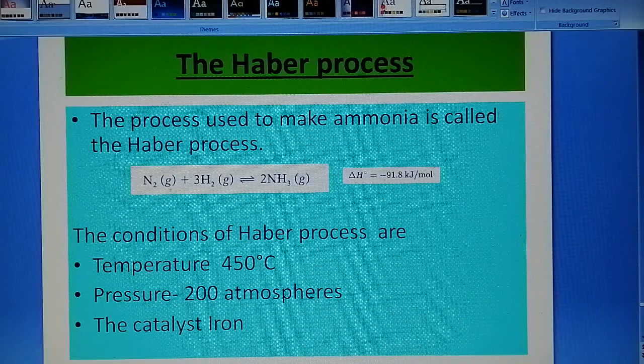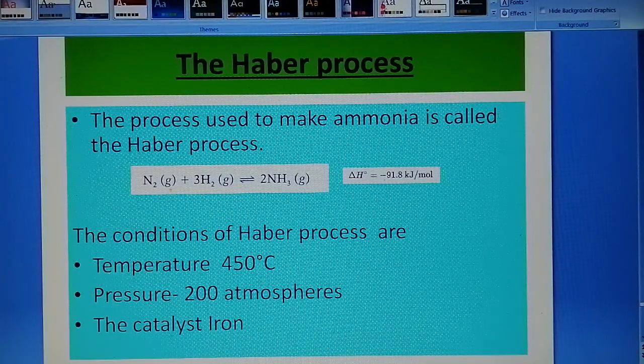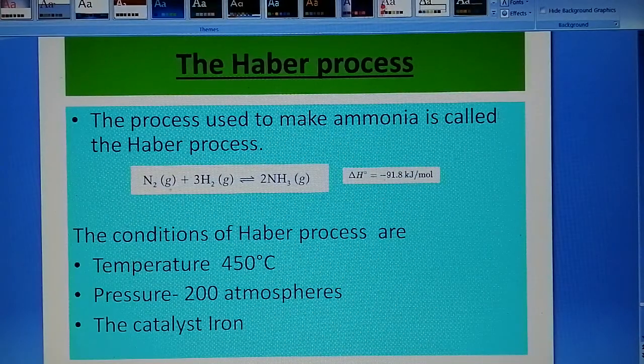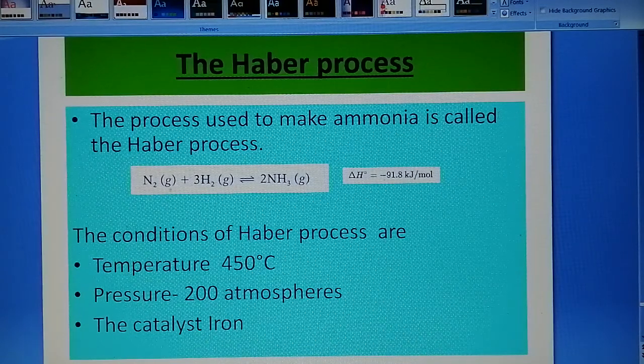And here you can see the sign of delta H. You have to keep one thing in mind: the delta H is negative, so that means the forward reaction is an exothermic reaction. Then the backward reaction will be an endothermic reaction. We have discussed all this in the last semester, but you still have to recall these things. If delta H is negative, the forward reaction is exothermic and the backward reaction will be endothermic.